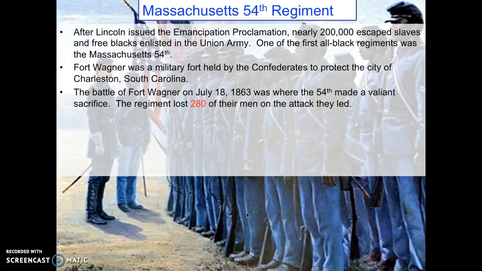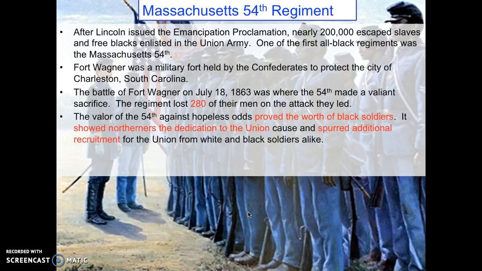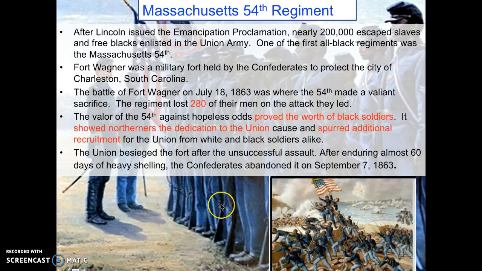The regiment volunteered to be first in this attack, to lead the attack, and in doing so, they lost 280 of their men. The valor of the 54th against hopeless odds proved the worth of black soldiers. It showed Northerners, who were questioning if they should have allowed African Americans to fight in this war, that they truly were dedicated to this cause, and it spurred additional recruitment for the Union from white and black soldiers alike. The Union besieged the fort after the unsuccessful assault, and during almost 60 days of heavy shelling, the Confederates abandoned it September 7th, 1863.